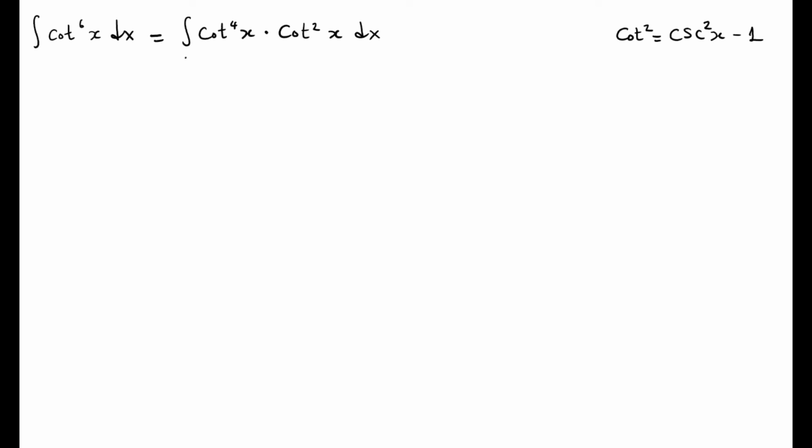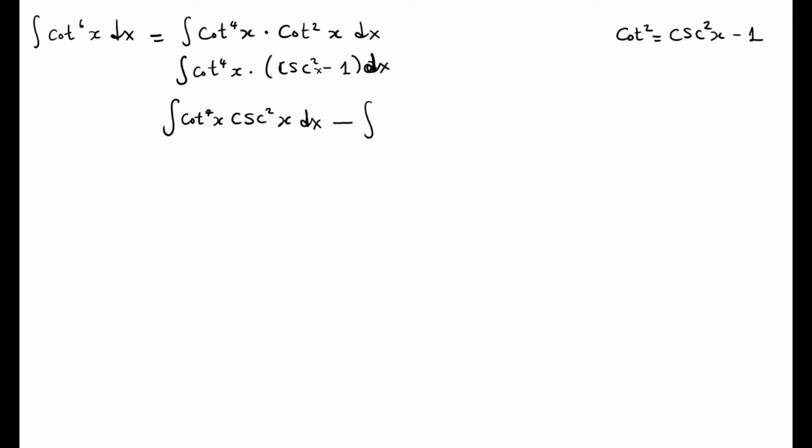So this one will be cot to the power 4 x multiplied by (cosec squared x minus 1) dx. When we open the bracket, you have the integral of cot to the power 4 of x cosec squared x dx minus the integral of cot to the power 4 of x dx.